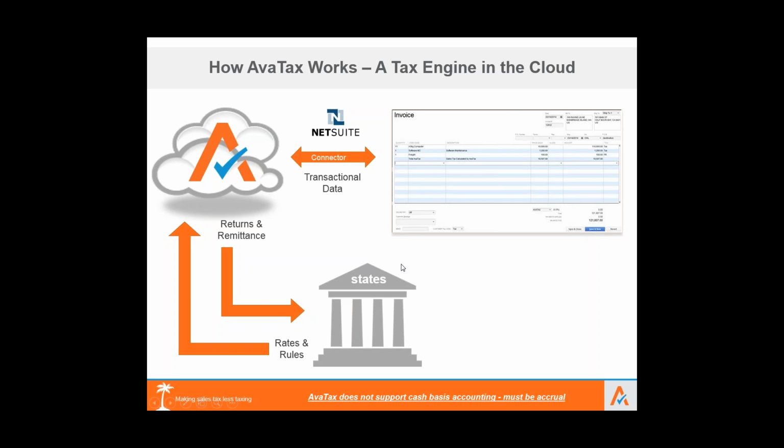That information comes from a mixture of directly from the states and then from just trying to find it. Since we house everything in the cloud, we do a return to remittance piece back down to the state. That's a one-time thing that I'll show you in the demo as well.